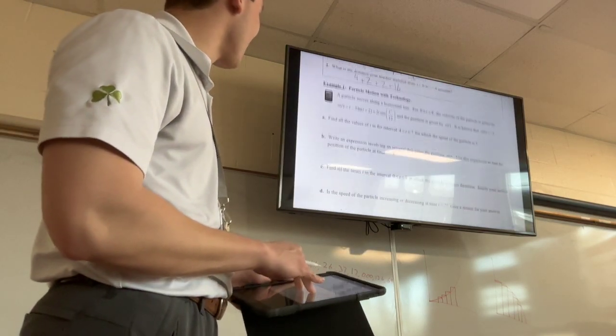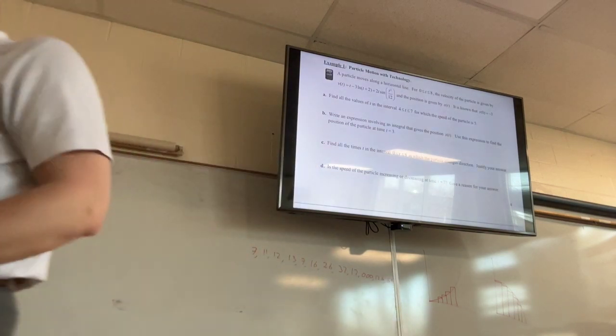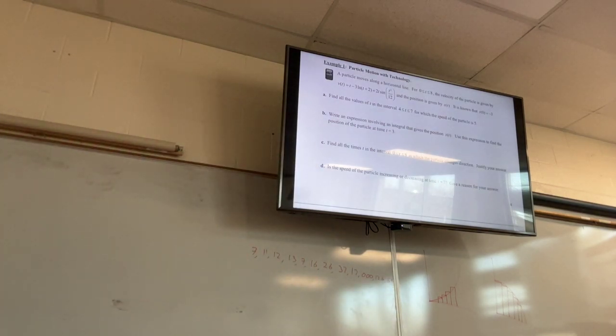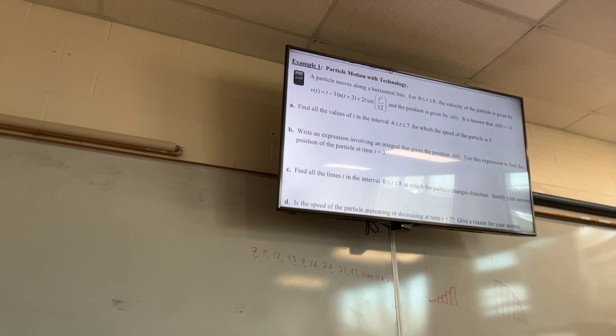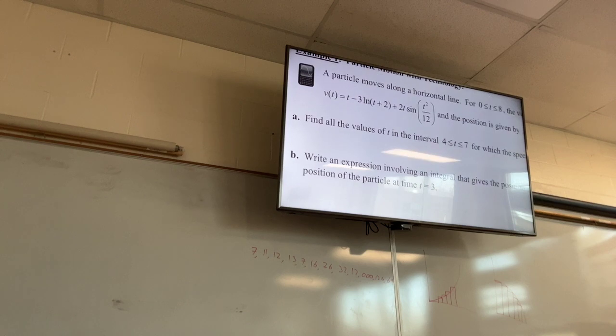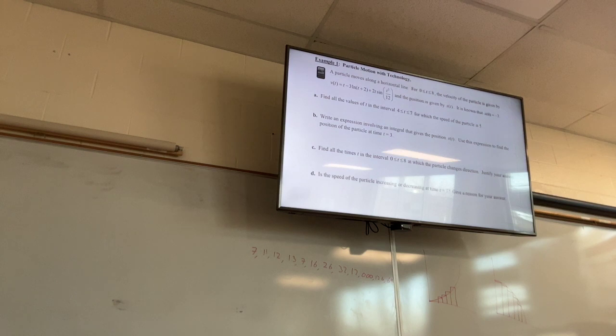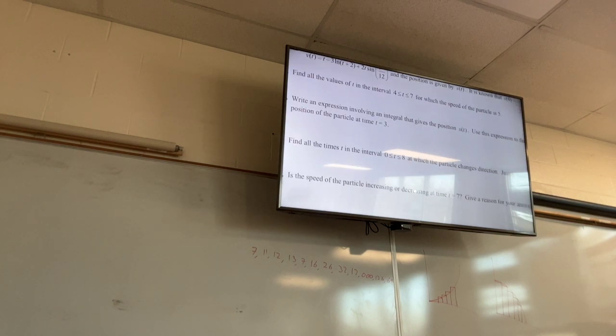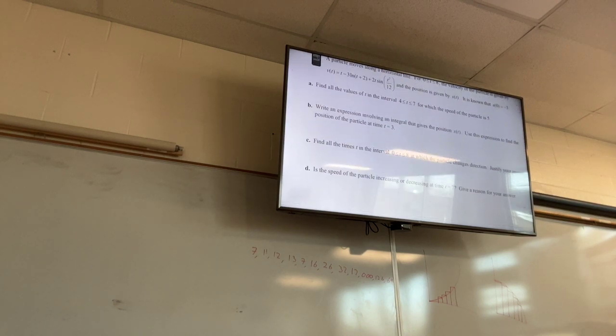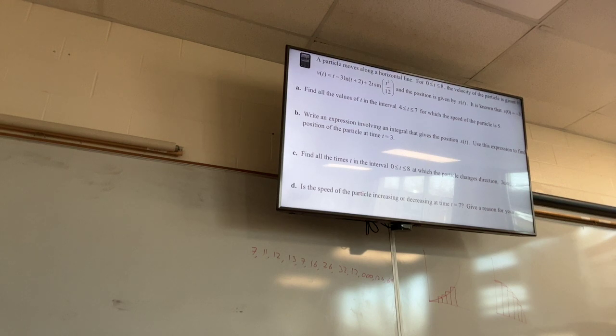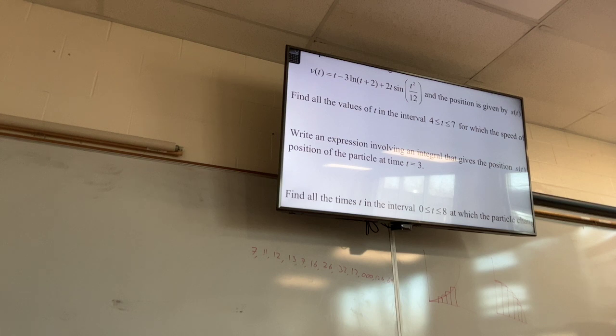Okay, all right, example 1: particle motion with technology. So a particle moves along a horizontal line. The velocity is given by this function. Position is given by s of t. It starts at -3. Find all the values of t in the interval for which the speed of the particle is 5. How do I do that? What is speed? Velocity. No, close though. What's the relationship between velocity and speed? Absolute value. Yeah, so speed is the absolute value.